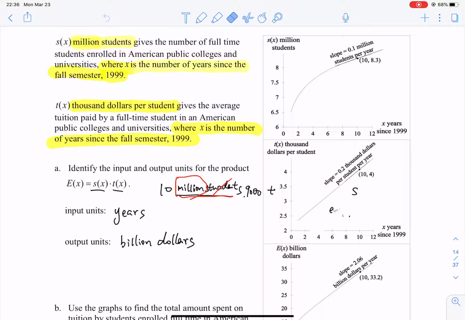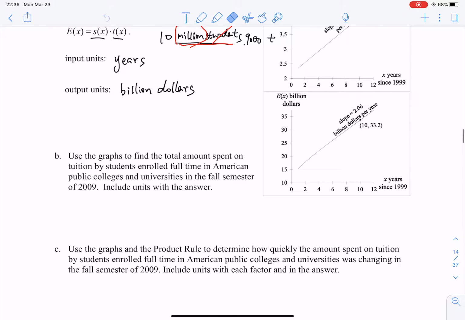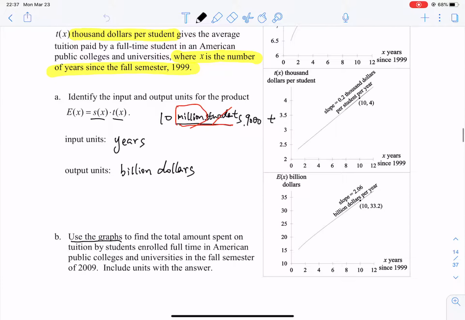All right, next one is question B. Question B, use the graphs. We have to use the numbers in the graphs to find the total amount spent on tuition. So the question is, we use the three graphs to find the total amount spent on tuition by students. So we know we have to use the new function e of x.